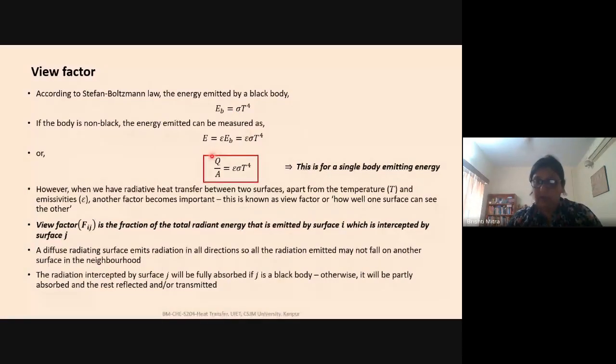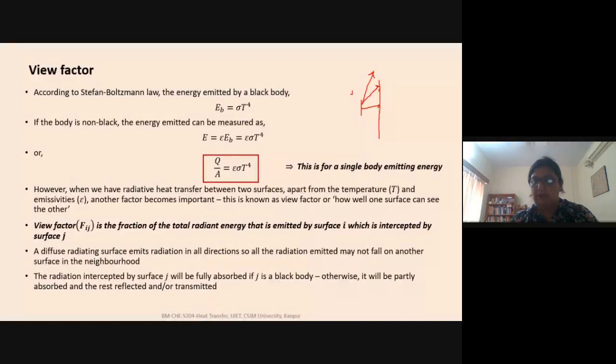So overall, for a single body emitting radiation, we can write Q by A, that means the flux, is equal to emissivity into sigma into T to the power 4. However, when we have two surfaces which are different in terms of temperature and emissivities, for example one body like this and another one like this, the question is: whatever emission is going out of this body, how much of it is actually reaching the second body?